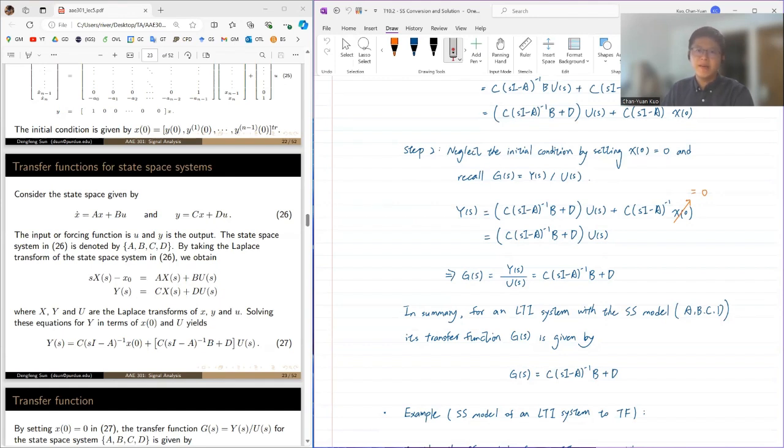So in summary, for a linear time invariant system described by a state space model represented by the system matrices A, B, C, D, its transfer function G of s is given by C times the inverse of sI minus A times B plus D.